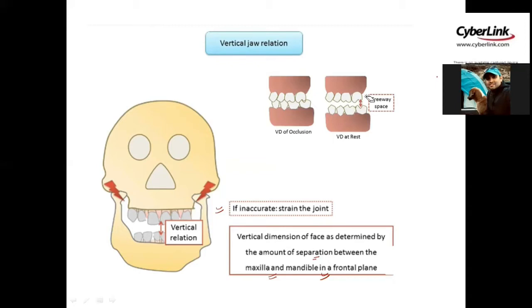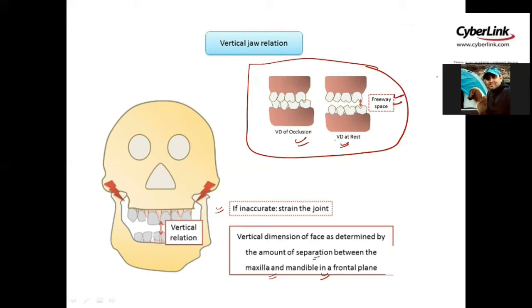So what is freeway space? Look at these two pictures. So what is freeway space? Both these relationships, that is VDO and VDR, should be recorded in a normal dentulous patient. The teeth do not maintain contact at rest. The space between the teeth at rest is called the freeway space. You can see here the maximum intercuspation, and it is vertical dimension at rest.